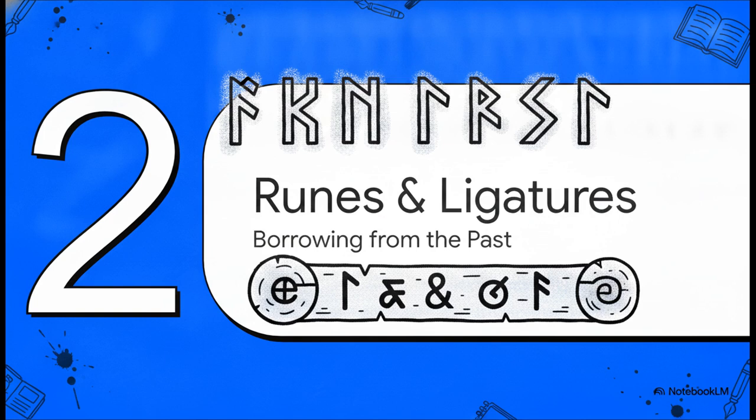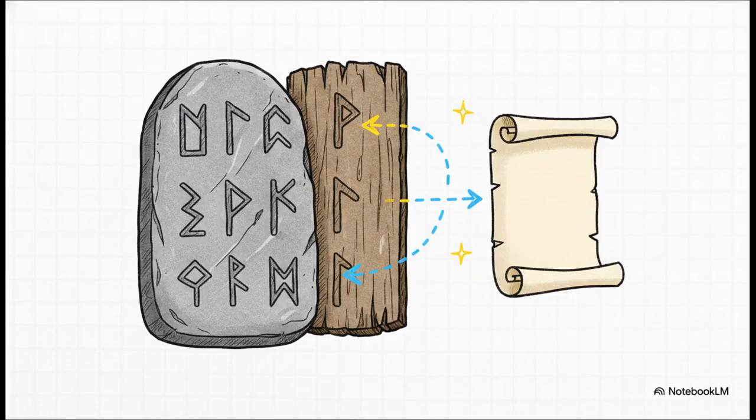That brings us to Section 2, runes and ligatures, borrowing from the past. Faced with this Latin limitation, early scribes had to get really creative to fix the problem. And they did that by looking backward. Enter our incredible lost cast of characters: Thorn, F, Win, Yog, Ash, and Ethel. What a lineup, right? To solve the Latin problem, scribes borrowed a few of these, like Thorn and Win, directly from the ancient Germanic Futhark runic alphabet.